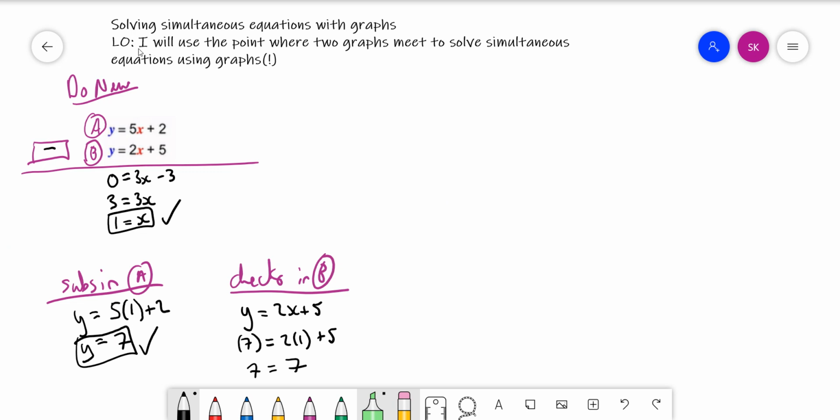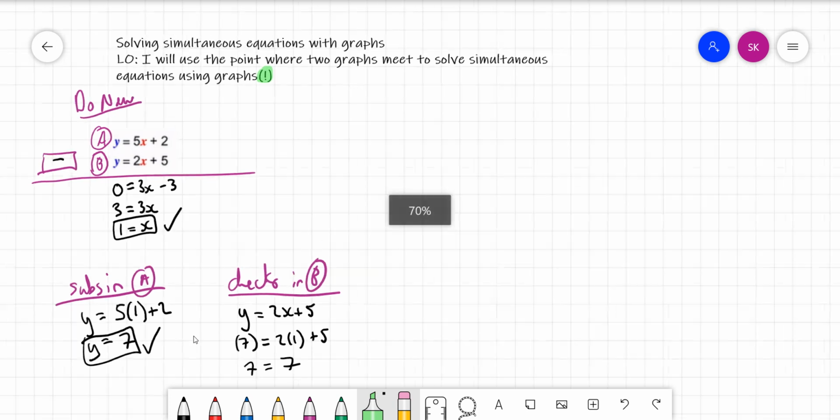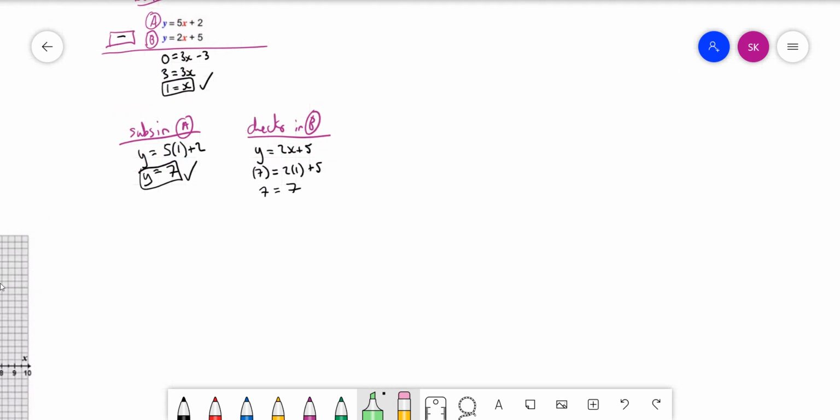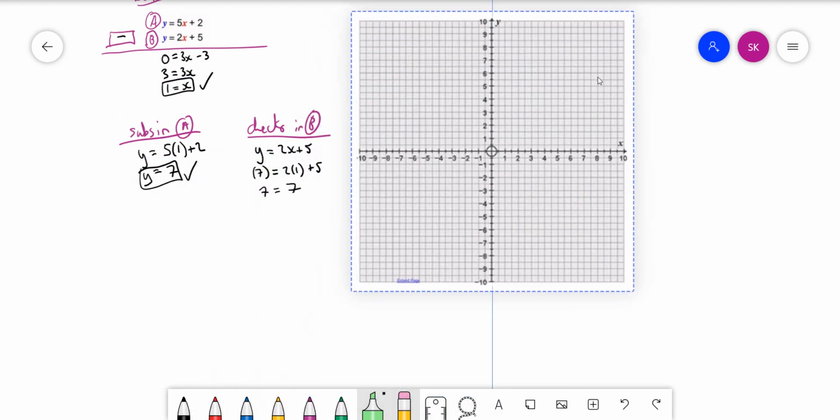So if you look at the learning objective, it says, I will use the point where two graphs meet to solve simultaneous equations using graphs! It's an exclamation mark because I think this is really interesting. Until now, you've just seen solving simultaneous equations as an algebraic process, which is on the board right now. What we're going to look at today is the fact that there's another way you can do it.